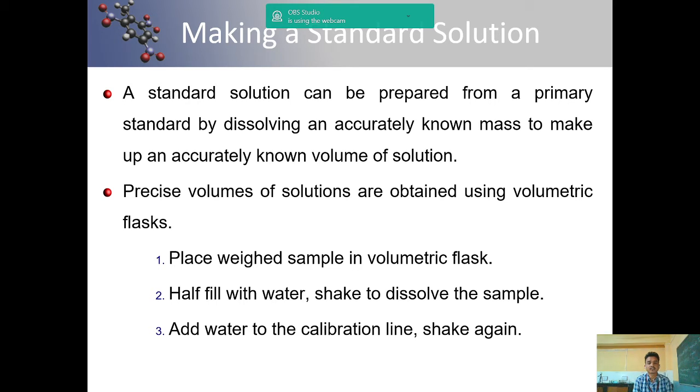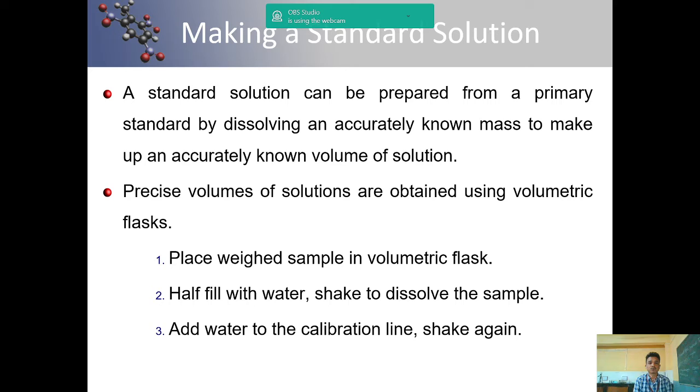We can say the standard solutions can be prepared from a primary standard substance by dissolving a known mass to a known volume of solution. That means the weight of the solute we have to know, and the volume of the solution we have to know. All these things you have to know to make a standard solution. Then the precise volume of solution, that means the accurate volume, can be obtained by using a volumetric flask.